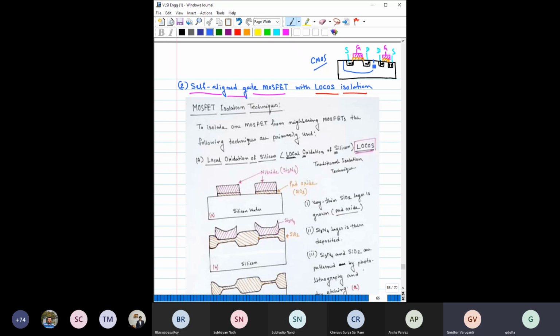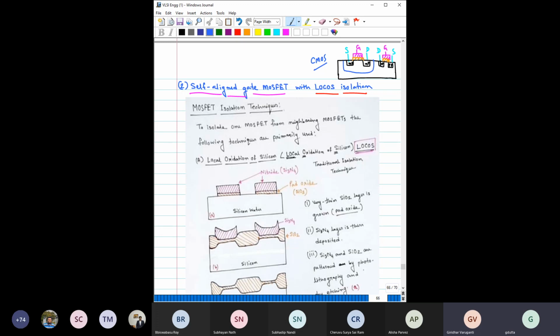We need to electrically isolate one device from the other. Electrically isolated means there is no channel between these two, so that the working of one does not interfere with the working of the other. So we have to isolate the devices, and that is the sole purpose of device isolation.